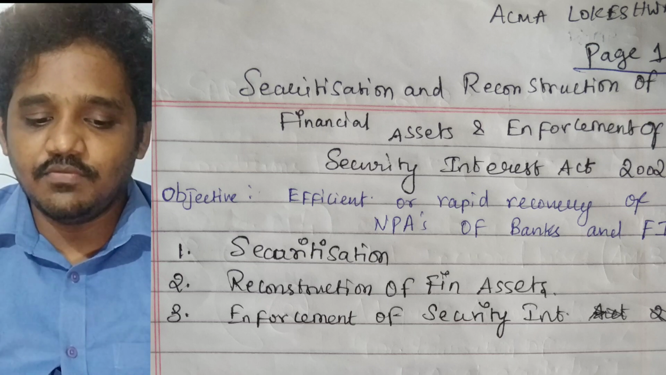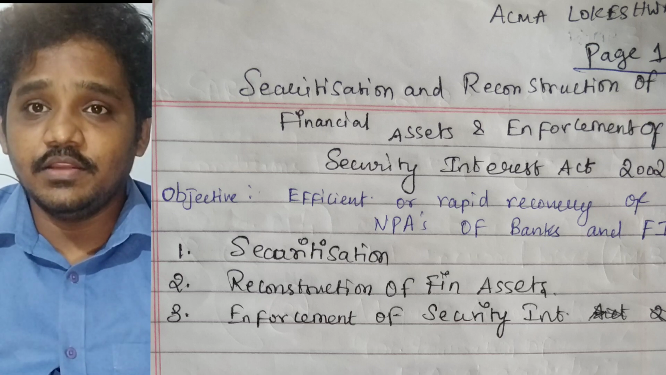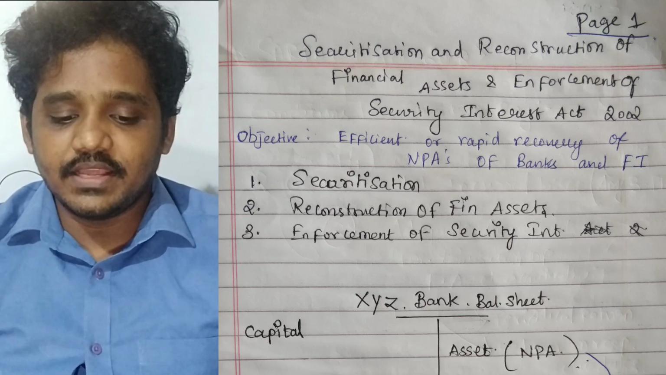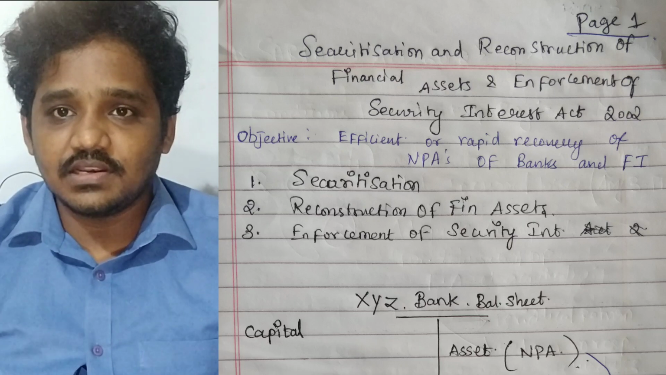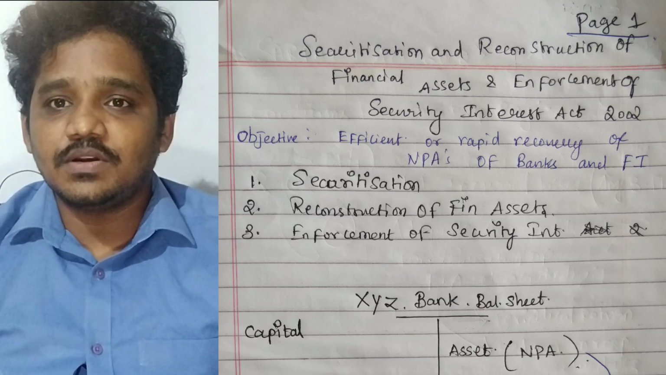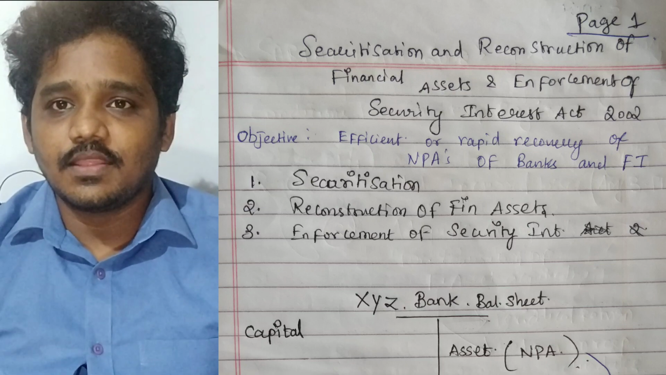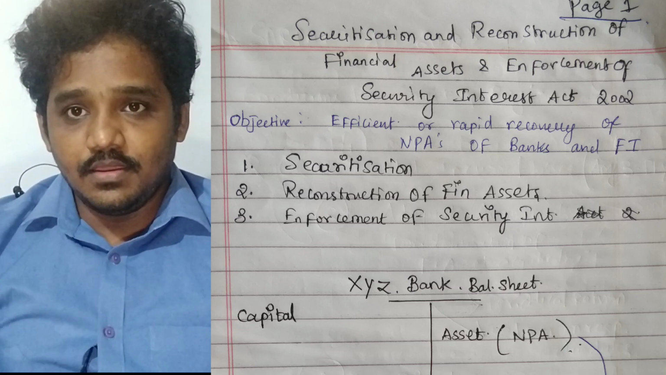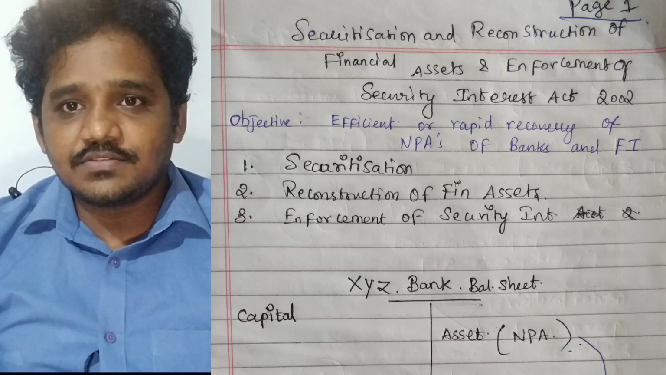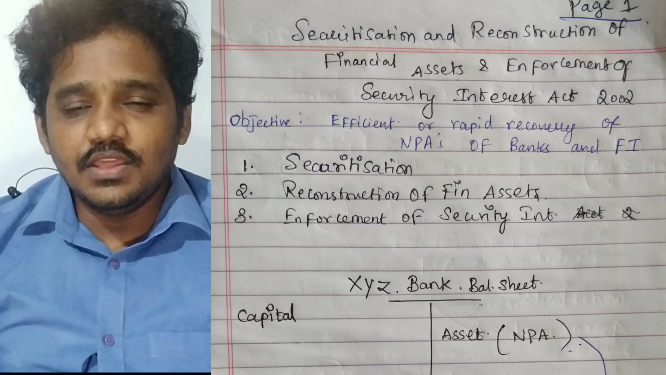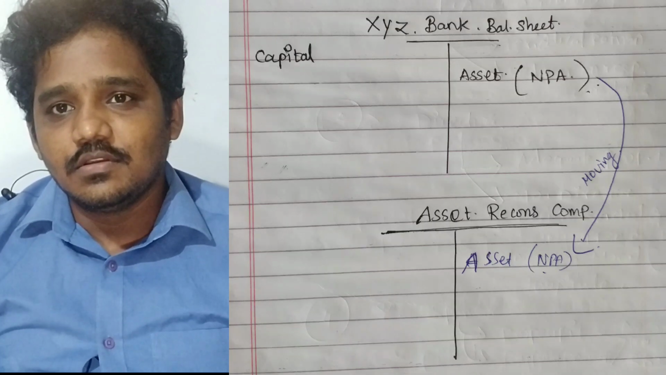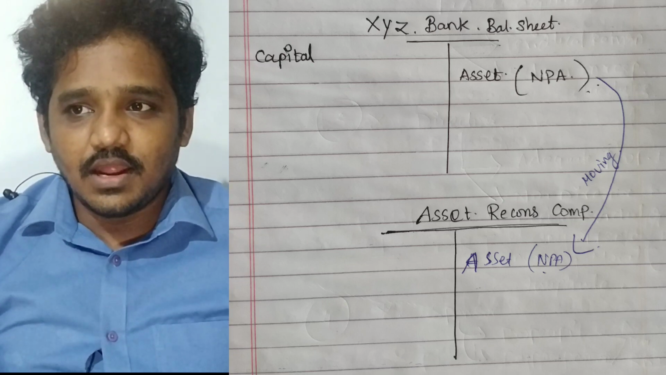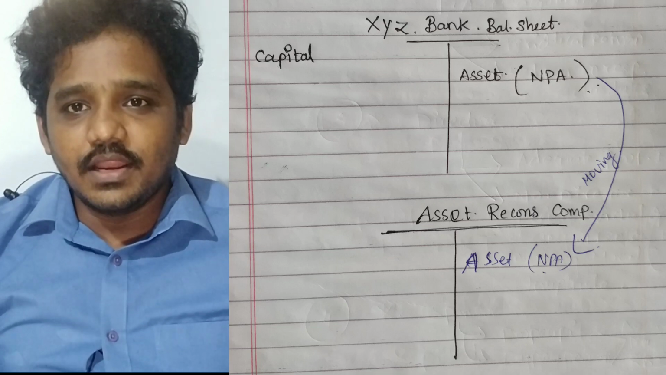There are three keywords that need to be understood very clearly from the SARFAESI Act. The first one is securitization, the next is reconstruction of financial assets, and the third is enforcement of security interest. Securitization means a process whereby banks and financial institutions transfer their non-performing assets to asset reconstruction companies. The asset reconstruction company will auction those assets at a later point of time and then realize the money.